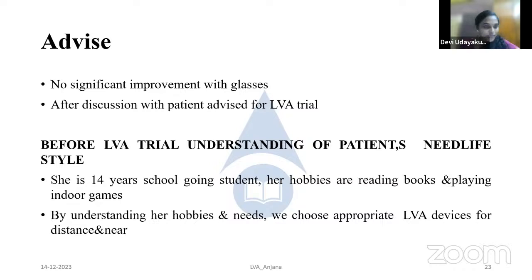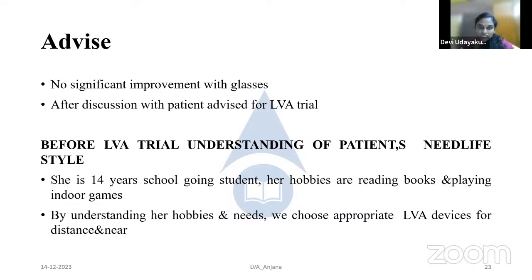So the next slide gives a lot of information. It says she is a school going child, so you have to manage her education and her hobbies. If you can see, she says reading books. Again, it involves her near vision, so you have to think about how effectively you can manage her near vision.